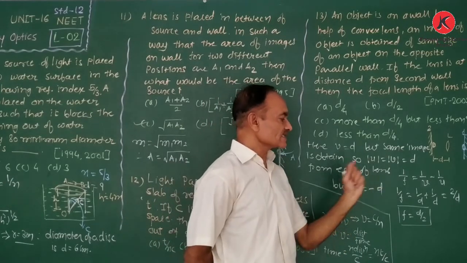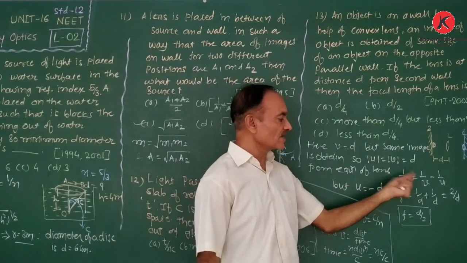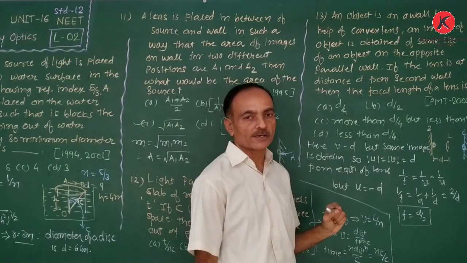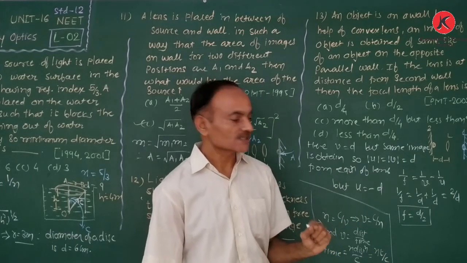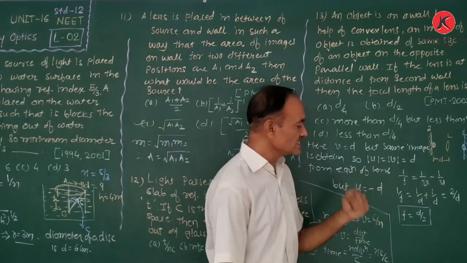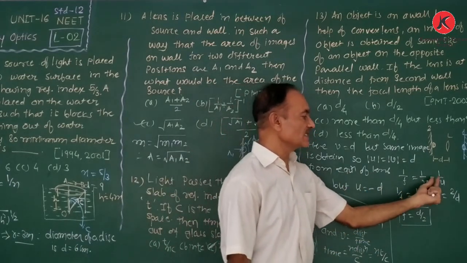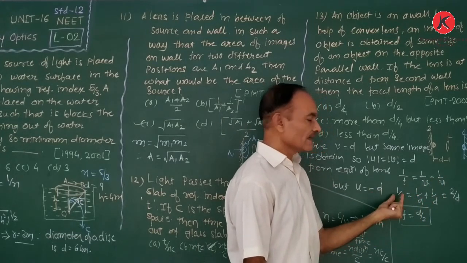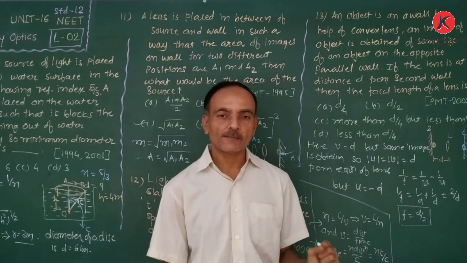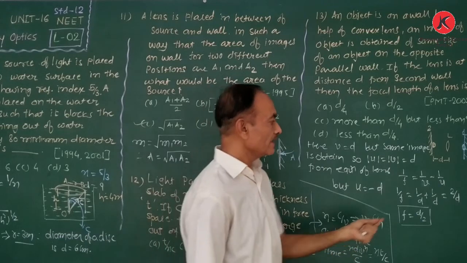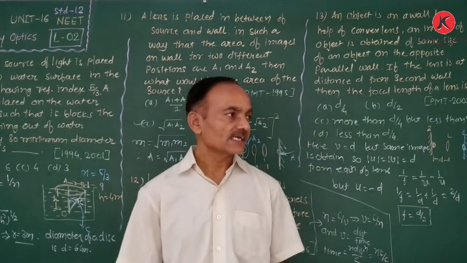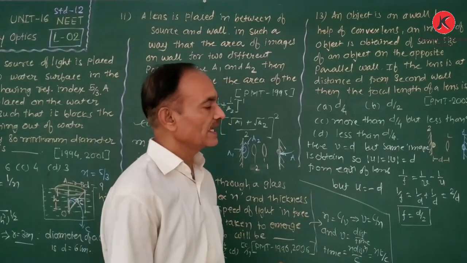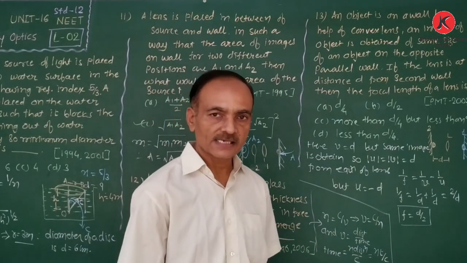Now, using the equation of lens, 1 upon f is equal to 1 upon v minus 1 upon u. But we know that the object distance is always negative. Therefore, u is equal to minus v. Therefore, this minus minus becomes plus. Therefore, 1 upon f is equal to 1 upon d plus 1 upon d, that is 2 upon d. Therefore, f is equal to d by 2. That is the focal length of the convex lens. Clear? Okay.